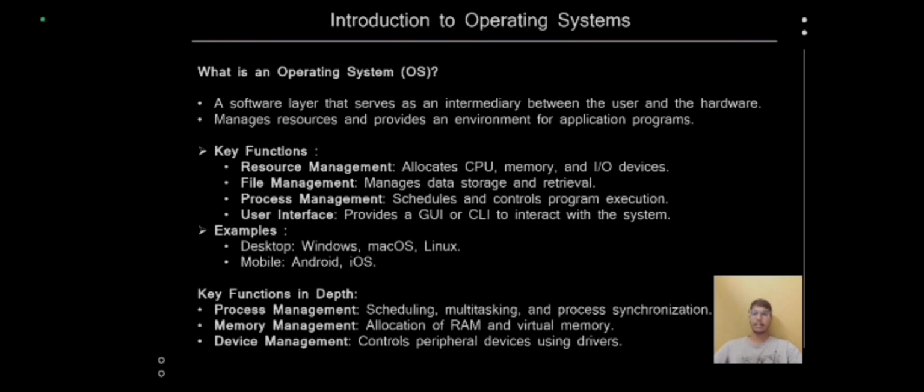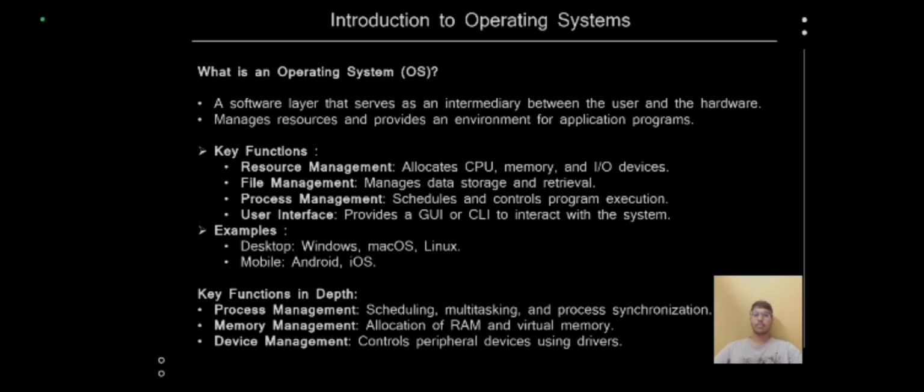What exactly is an operating system? It's a software layer that acts as a bridge between the user and the hardware. Without an OS, your computer would just be a pile of components with no way to interact with them. The OS manages resources like memory, storage, and processing power, making sure everything runs smoothly.